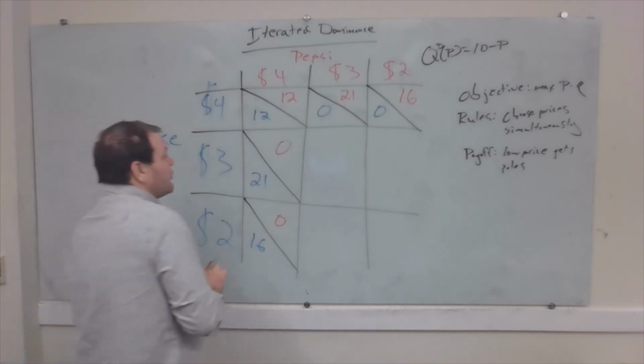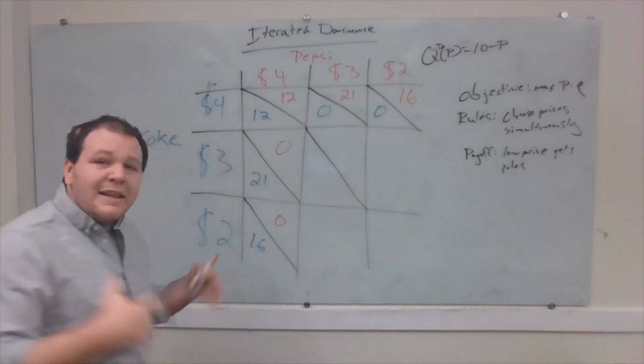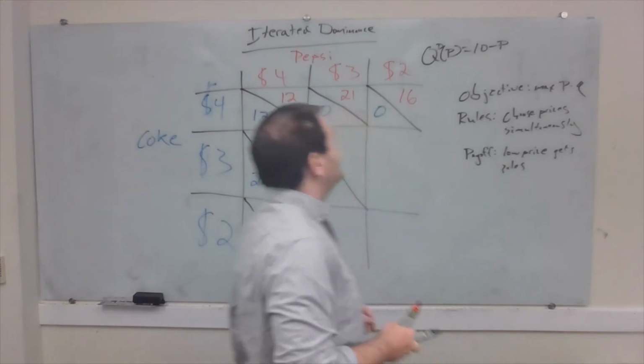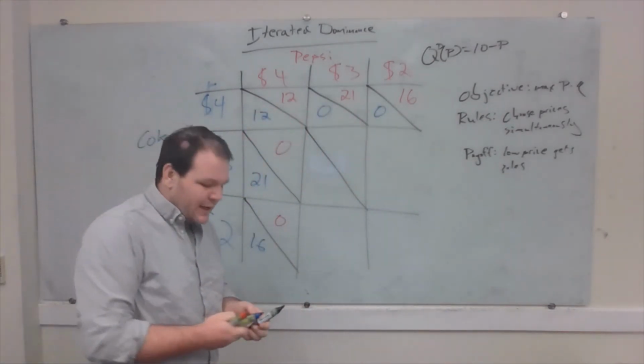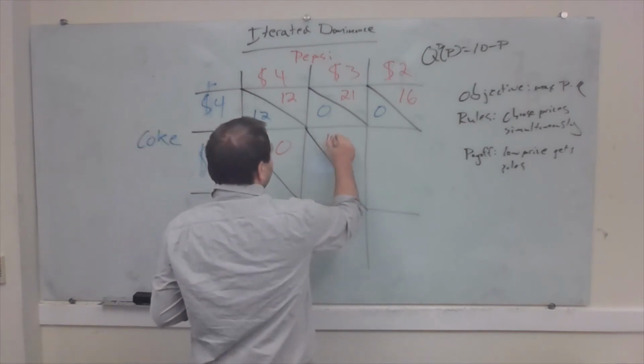Now, what if they both charged $3? In that case, they'd again split the total revenue. There would be a total of 7 cans of soda sold, 3.5 for each. 3 times 3.5 is going to be $10.50. So they would each get $10.50 in revenue.